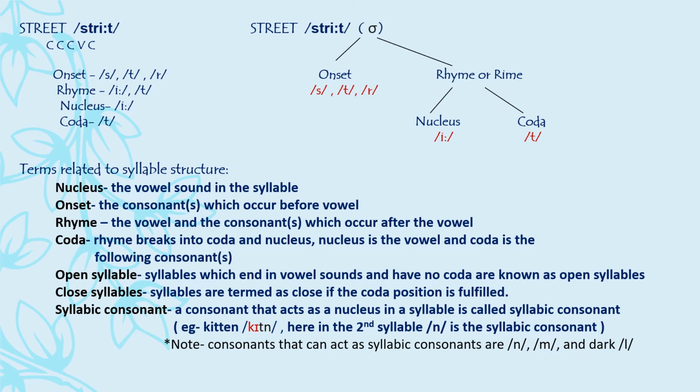And now we have the concept of open syllable and closed syllable. This syllable street is a closed syllable because there is a consonant sound following the vowel. That is, there is a sound at the coda position, that is the t sound. If a vowel sound is not followed by any consonant sound and the vowel sound is the last sound in the syllable, then it is an open syllable.